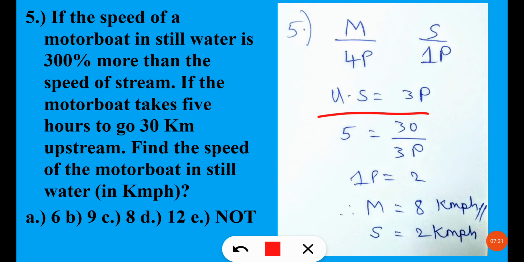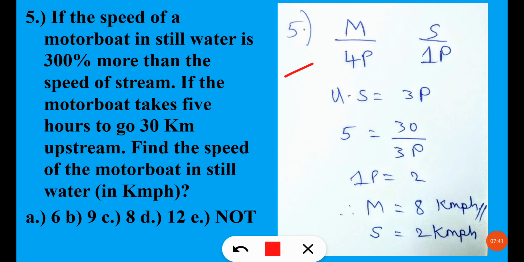Upstream speed is always m minus s. So 4p minus 1p is equal to 3p, and time is given as 5 hours. Distance is given as 30 kilometers, and upstream speed is 3 parts. With this we got 1 part equal to 2. When 1 part is equal to 2, we were asked to find the motorboat speed.